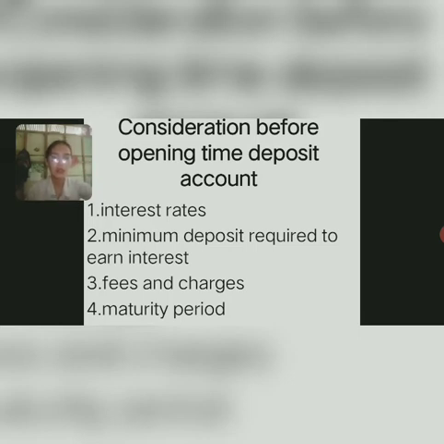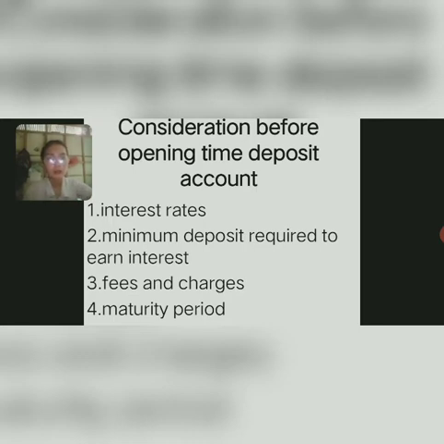First is the interest rates. There are banks here in the Philippines with high interest rates on time deposit accounts, such as Security Bank, PBCom, East West Bank, RCBC, Maybank Philippines, BPI Direct, China Bank, Metro Bank, Union Bank, UCPB, and BDO. So if you want to open an account for time deposit, those are banks with high interest rates.